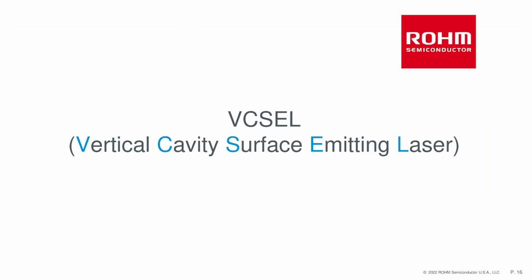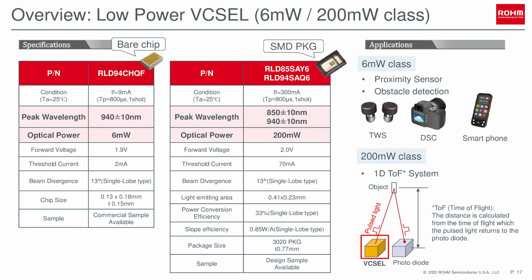Now let's jump into a discussion of ROHM Semiconductor's VCSEL technology. Here is ROHM's low-power VCSEL lineup. The model RLD94CHQF is a 6 mW, 940 nanometer bare chip VCSEL. Its target applications are TWS, or True Wireless Stereo, digital still cameras, and smartphones. It is used as a light source for proximity detection and object detection.